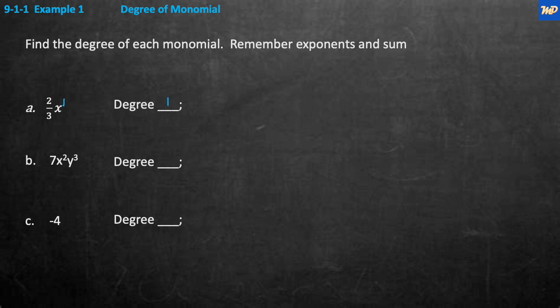How about 7x squared y cubed? Remember, exponents and sums, so we're going to add them. 2 plus 3 is equal to 5. The degree of this monomial is 5. And how about this, a non-zero constant? What is the degree? It has no degree. Remember, it said that a non-zero constant has 0 degree.